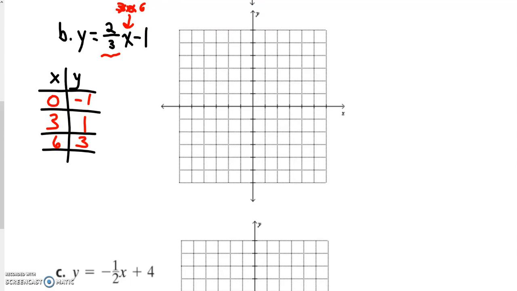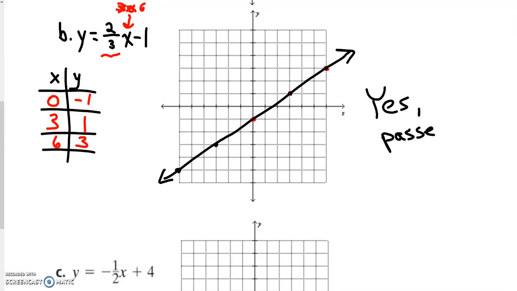Plot my points. 0, negative 1 is here. 3 and 1 is here. 6 and 3 is here. Again, find a pattern. To get from this dot to this dot, it looks like you climb 2 and go to the right 3. To get from this dot to this dot, climb 2, and go to the right 3. I'm going to reverse the pattern. I'm going to go left 3 and down 2, and left 3 and down 2, and left 3 and down 2. I now have a straight line. Is this thing a function? Yes. It passed the vertical line test, the VLT.